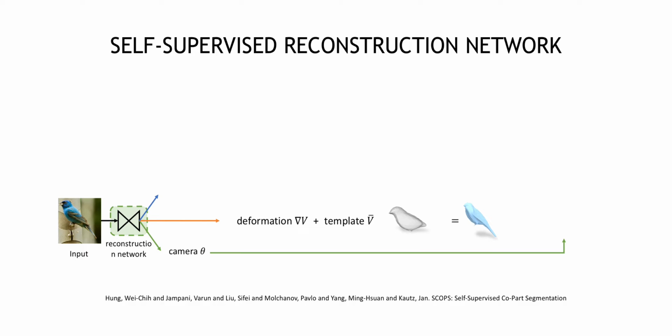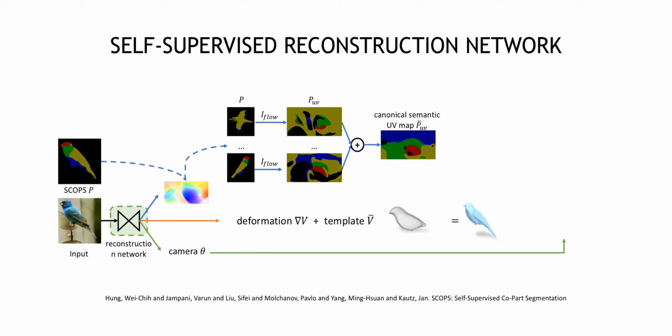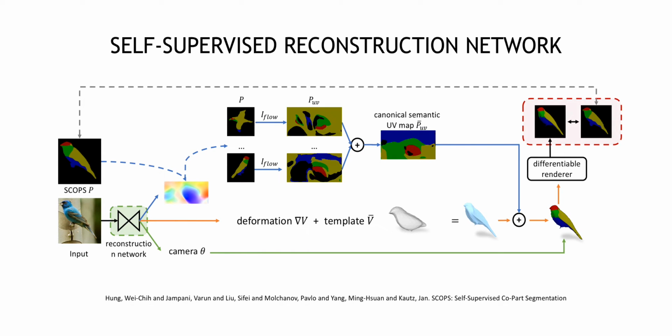Remember that we have the texture flow from the 2D domain to the UV space. According to the semantic invariance, all the parts across different instances should be consistent on the UV space. So here we simply aggregate all the individual sampled SCOPS maps to formulate this canonical semantic UV map. We found that this canonical map has much better quality than the individual ones, as it rules out the outliers and noises. We can warp it to the estimated shape and compare it back to the original part segmentation in the 2D space through the differentiable renderer.